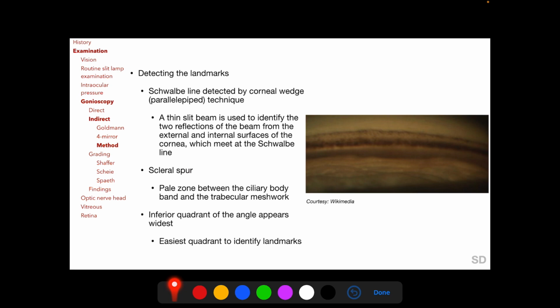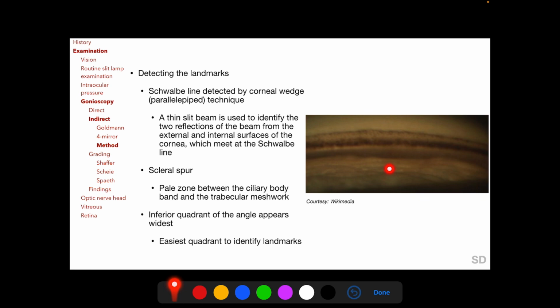The Schwalbe line is detected by the corneal wedge technique, and the scleral spur is the pale zone between the ciliary body band and the trabecular meshwork. So this photograph shows all the structures which can be seen in the anterior chamber angle.